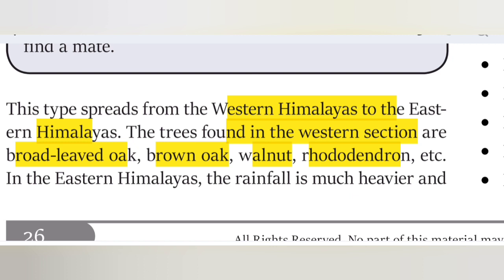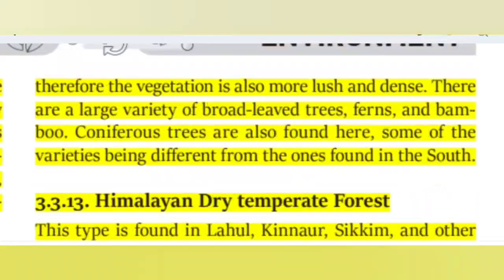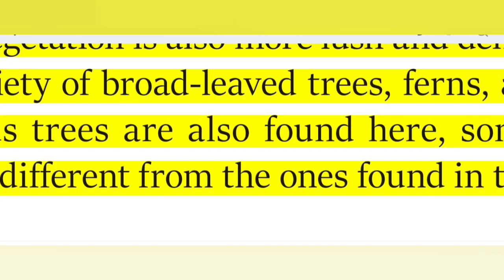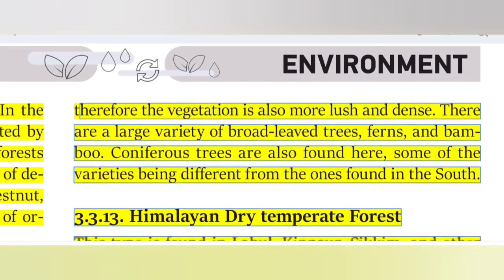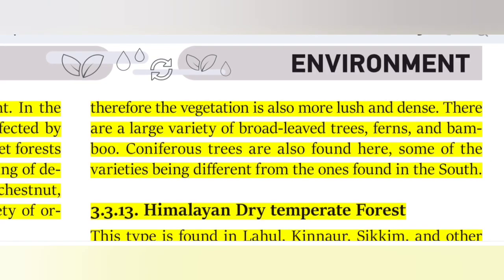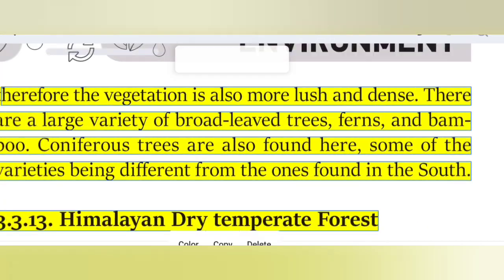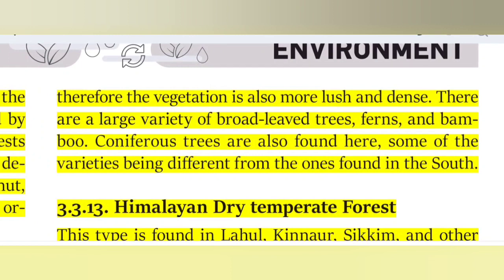In the eastern Himalaya, the rainfall is much heavier, and therefore the vegetation is also more lush and dense. There is a large variety of broad-leaved trees, ferns and bamboo. Coniferous trees are also found here, some of the varieties being different from the ones found in the south.